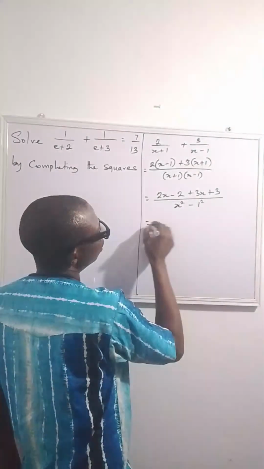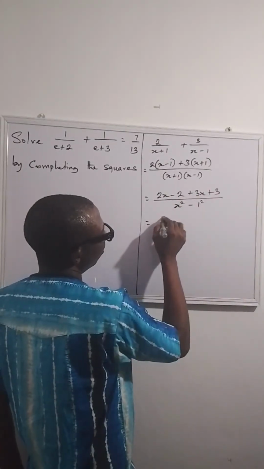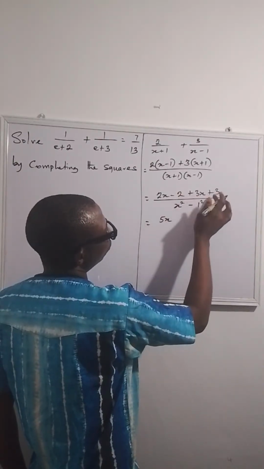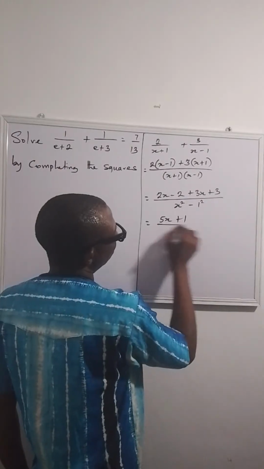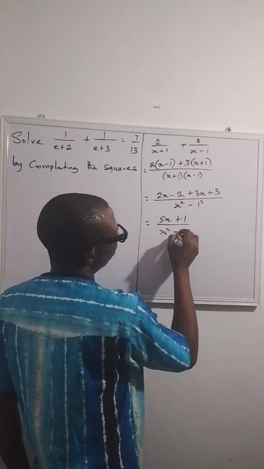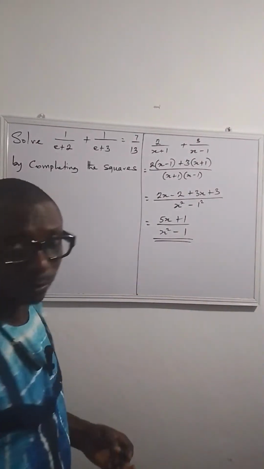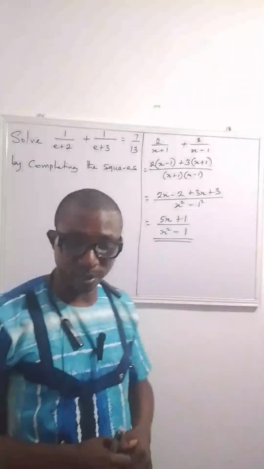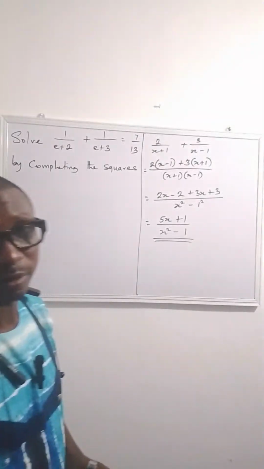All right, now let's tidy it up. We add this and this together, you have 5x. Now minus 2 plus 3, so you have plus 1 over x squared minus 1. So this is going to be the answer to the problem. Those of you that got the answer, you can give yourself a round of applause. That's very good of you. That means you are learning very fast.